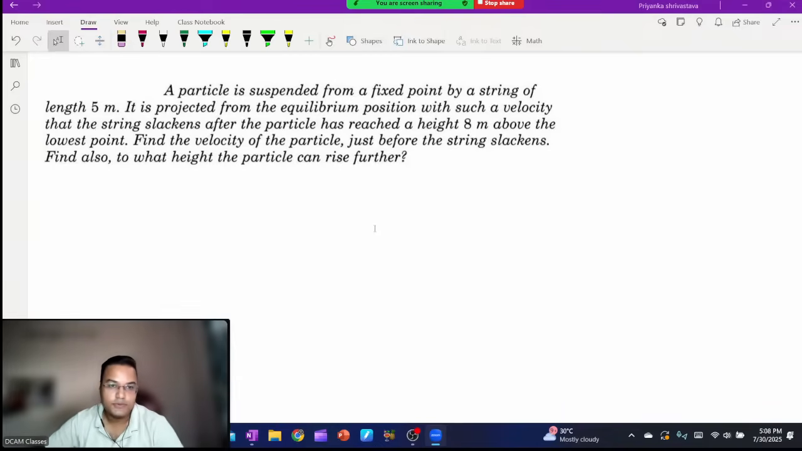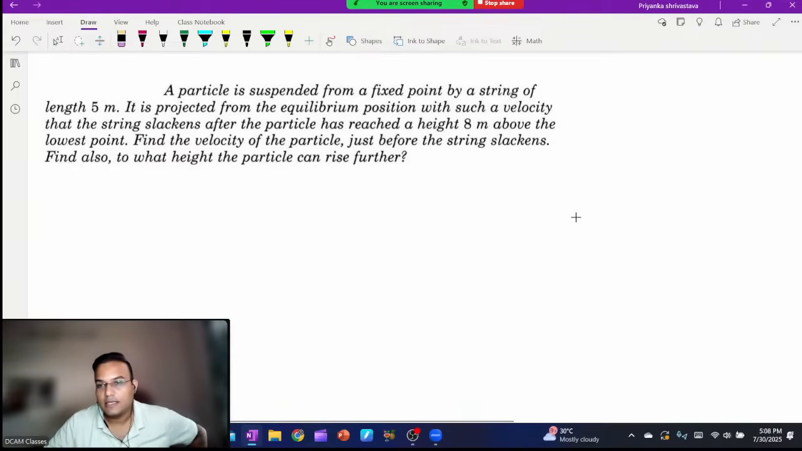What concept did you use to solve the problem? Sir, mgh equals half mv square. No, that's wrong. Why did you take velocity 0 at that point? Let me explain, sir: half mv square plus mgh should be equal to 0, because initially velocity was 0 and the height was also 0. No, no, no. Now you will understand what mistake you made.